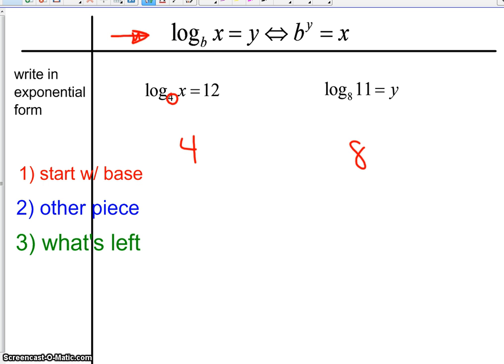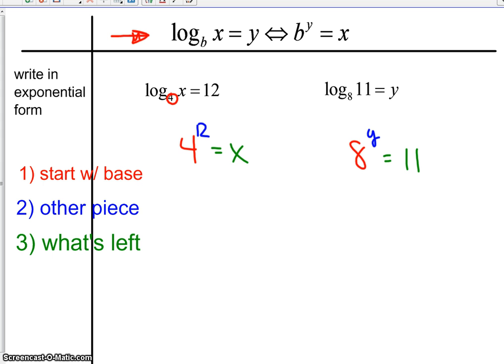If you go back up and look closer, when it's in logarithmic form, b is with x. When it's in exponential form, b is with y. So it has to now be with the other piece. It can't be with the same piece twice. So I'm going to have 4 to, not the x, to the 12th. I'm going to have 8, not to the 11th, to the y. And then that's equal to what's left over. I use the 4 and the 12, so x is left. I use the 8, so 11 is left. That's just going from one form to the other.